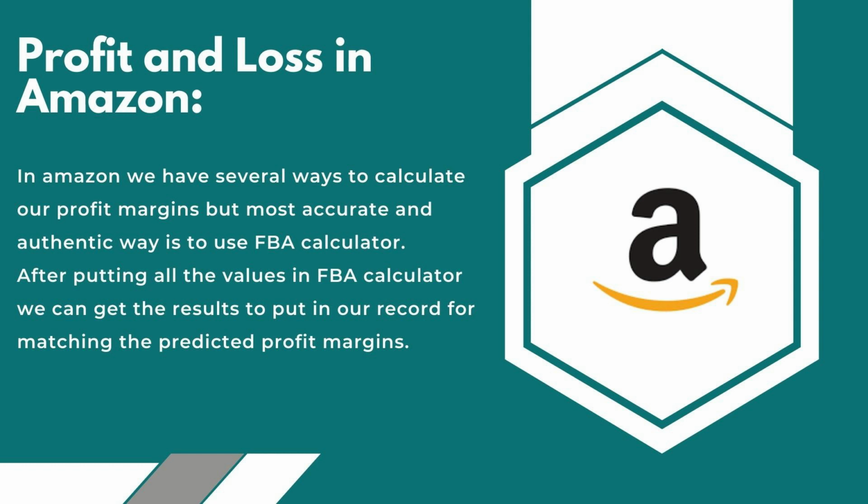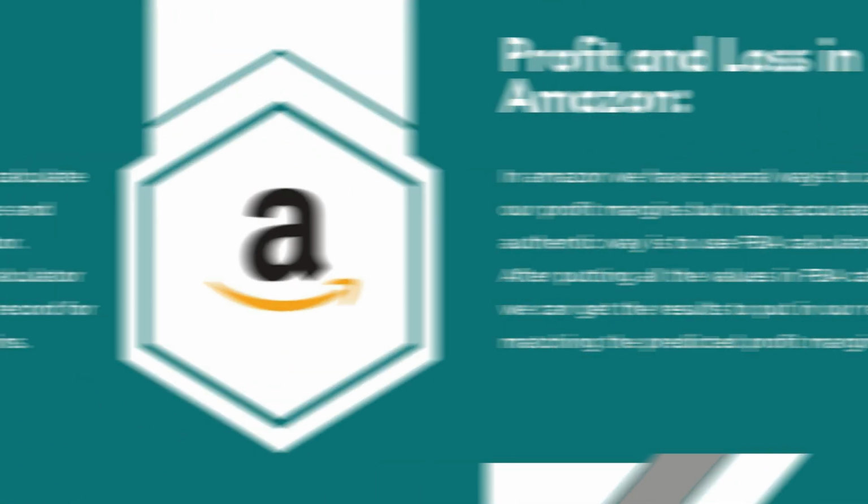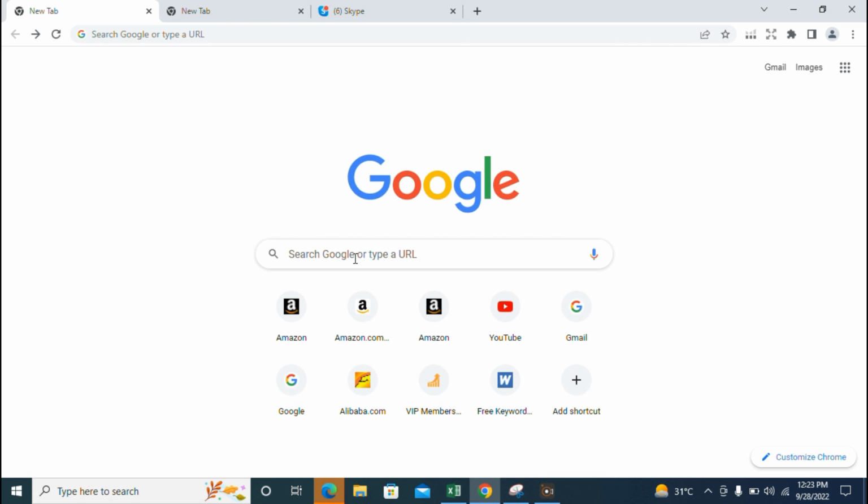In Amazon, we have several ways to calculate your profit margin, but the most accurate and authentic way is to use the FBA calculator. After putting all the values in the FBA calculator, we can get the results to put in our record for matching the predicted profit margin. So we have checked all the importance, and now we have to look at how to calculate profit margin in Amazon Seller Central. First of all, you have to go to any web browser and search FBA Revenue Calculator Seller Central.